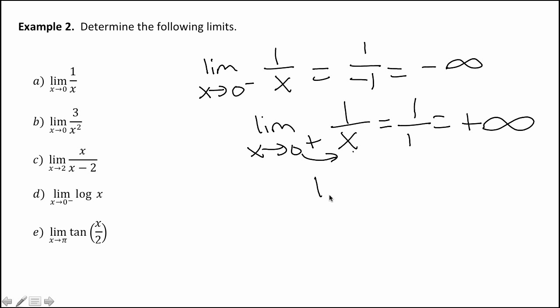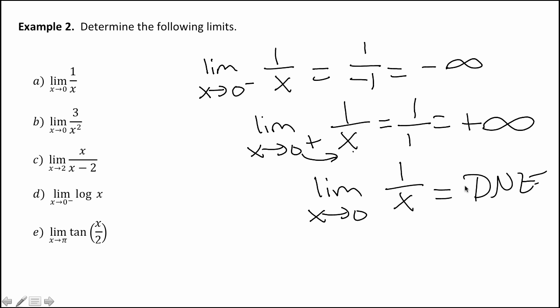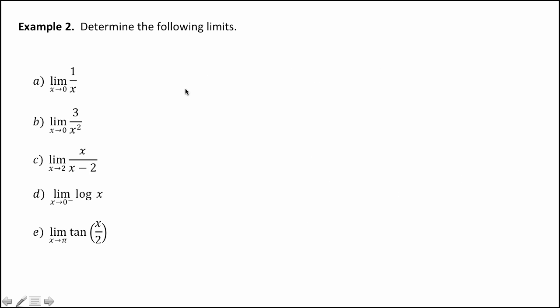Okay, that means that the overall limit for this does not exist, because we have negative infinity for one side, positive infinity for the other. They don't agree, so it does not exist. Okay, for the right side, I'm going to do it from the left side.